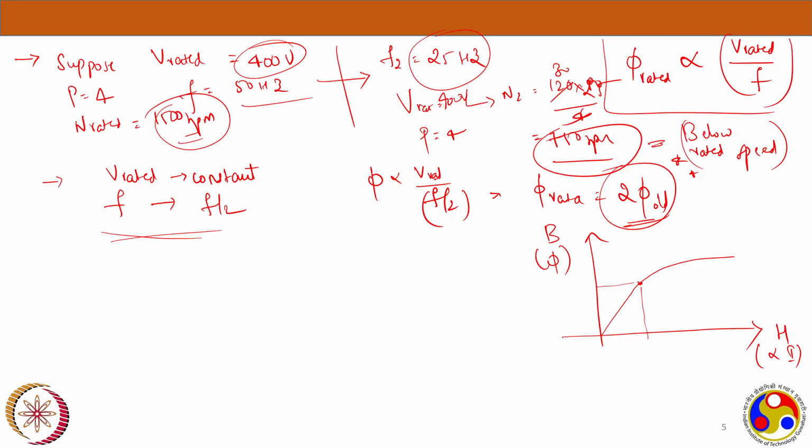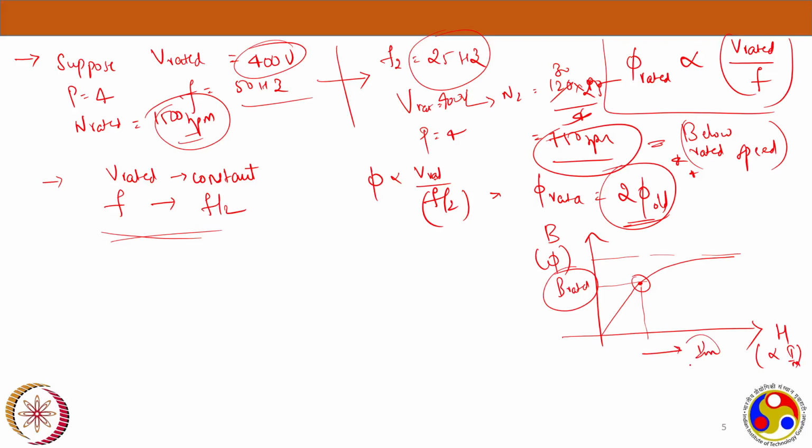Okay, this is the knee point, and after that knee point your flux begins to saturate. Based on this B rated, whatever it is at the knee point, your rated flux density, usually they will design the machine. First, they will look at the BH curve, and after designing the machine you will know the magnetizing current, which is proportional to H.